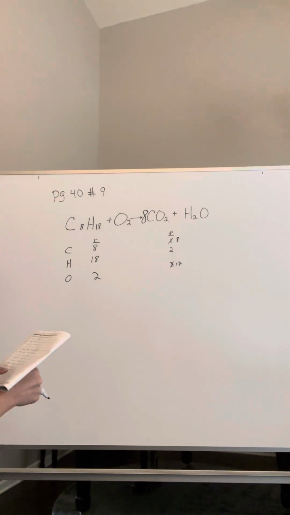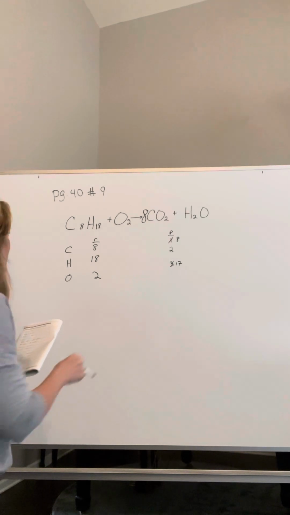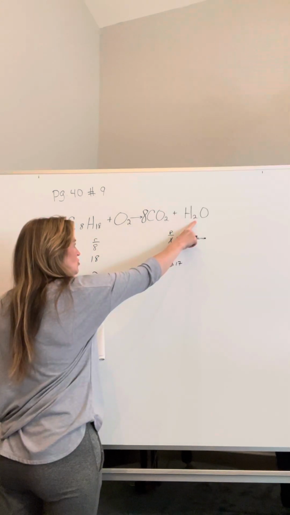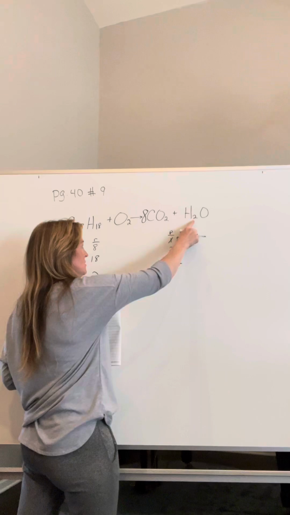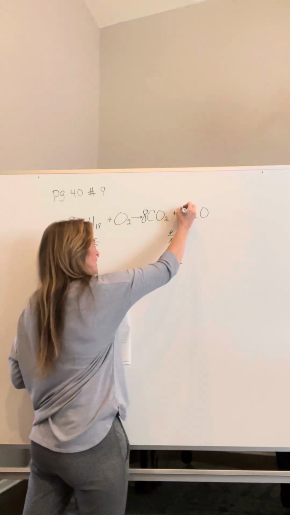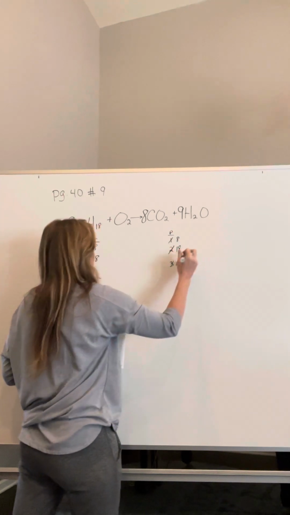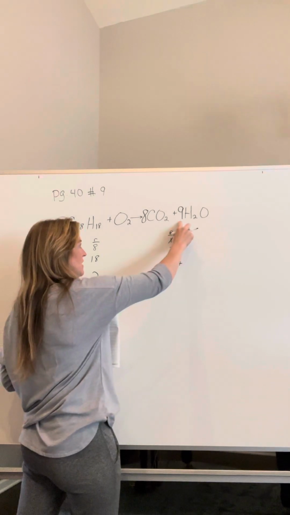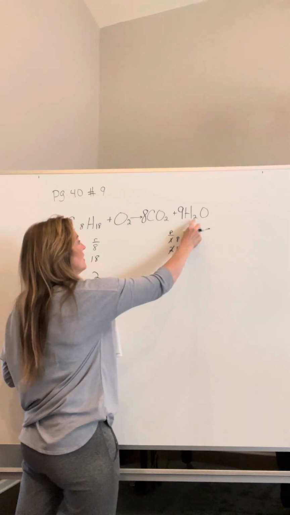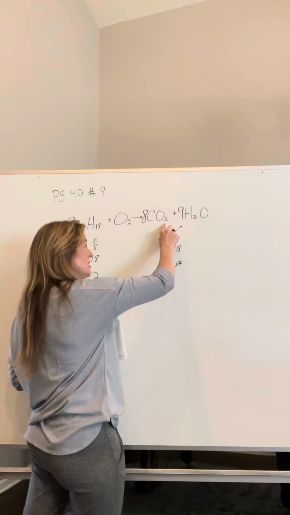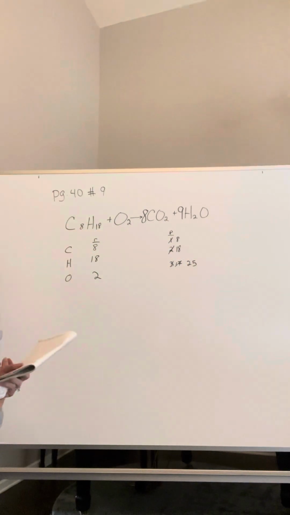Okay, next thing is my hydrogens. I've got 18 over here, and I've only got 2 over here. So if I multiply this 2, because there's only this one right here, right? If I multiply that by 9, then that'll give me 18. So now I have 18 hydrogens, right? But that also changes my number of oxygens, right? So I've got 9 oxygens, 8 times 2 is 16, 16 plus 9 is 25. So now I have 25 oxygens.